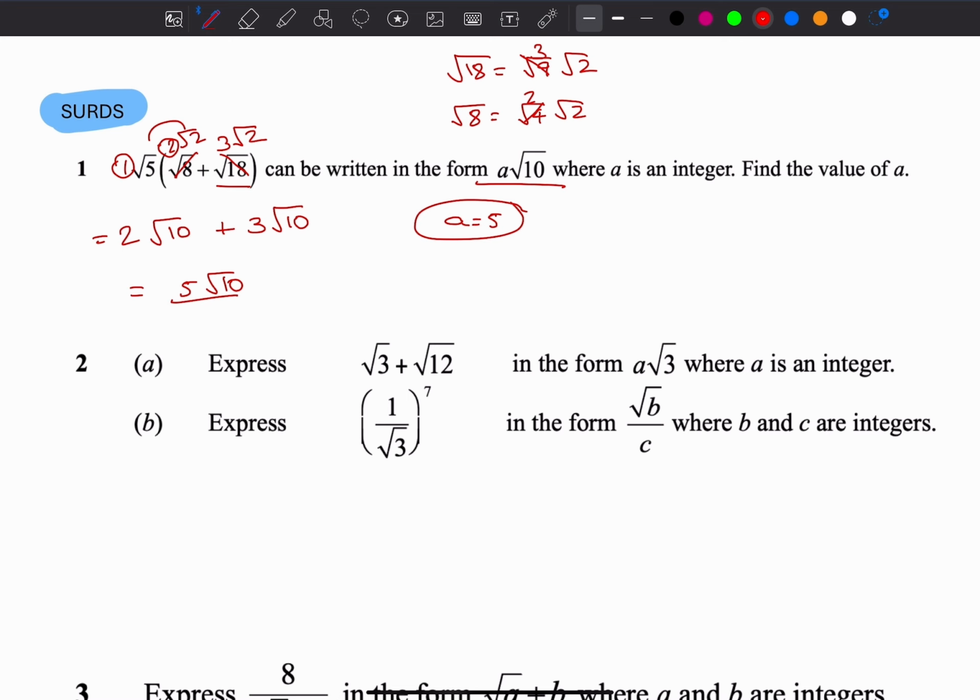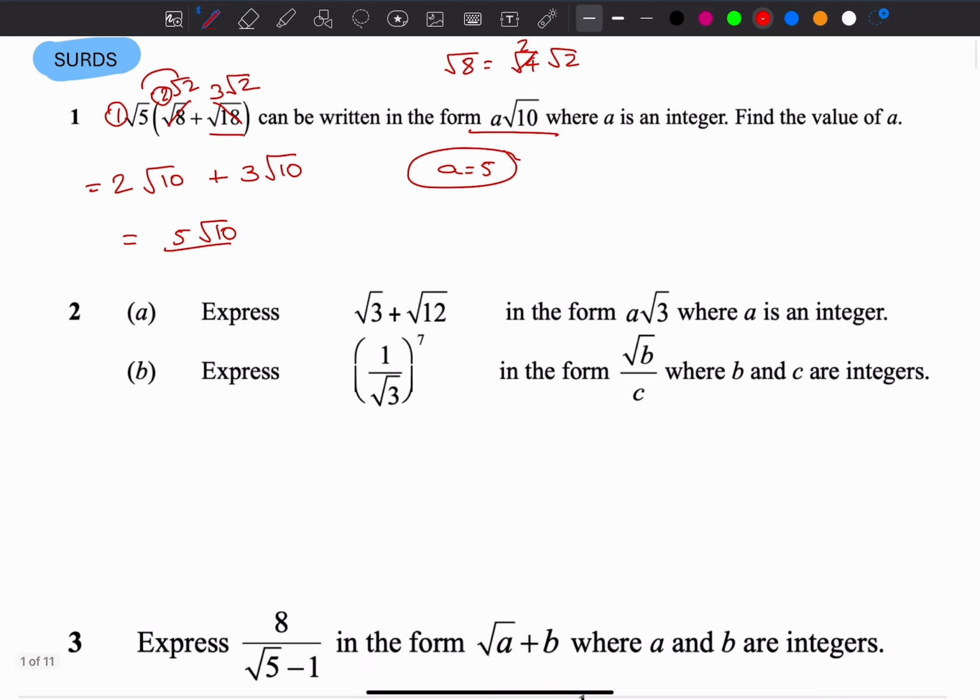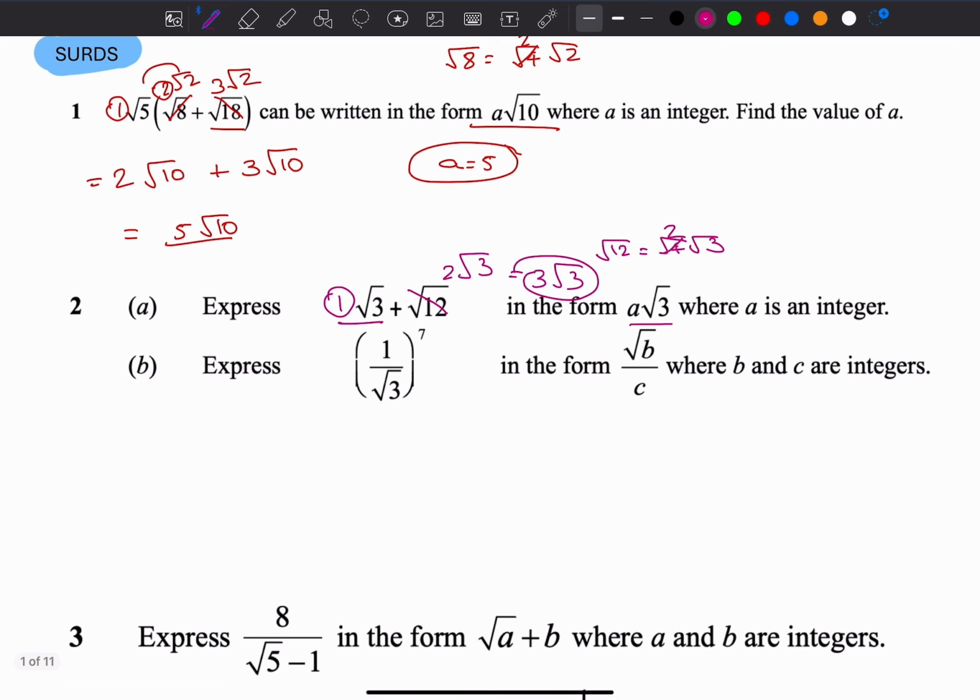Okay. Next one. Root 12 can be simplified. Yes, root 12 is root 4 times root 3. Root 4 is 2, so that's 2 root 3. We've got a root 3, technically 1 root 3, plus 2 root 3, that makes it 3 root 3. It's written in that form. It doesn't tell you to find it, so just write it in that form and you'll be fine.